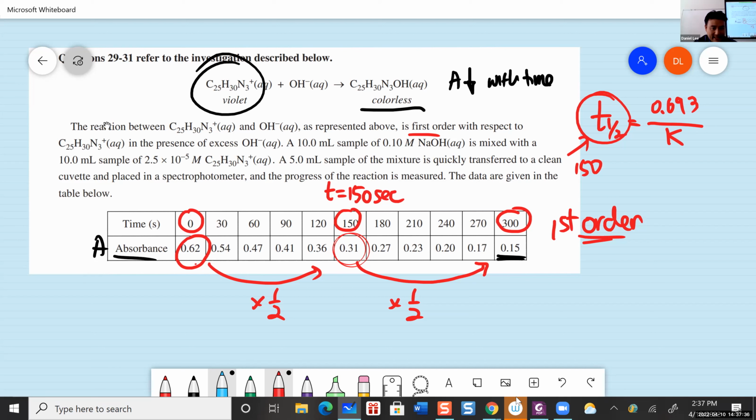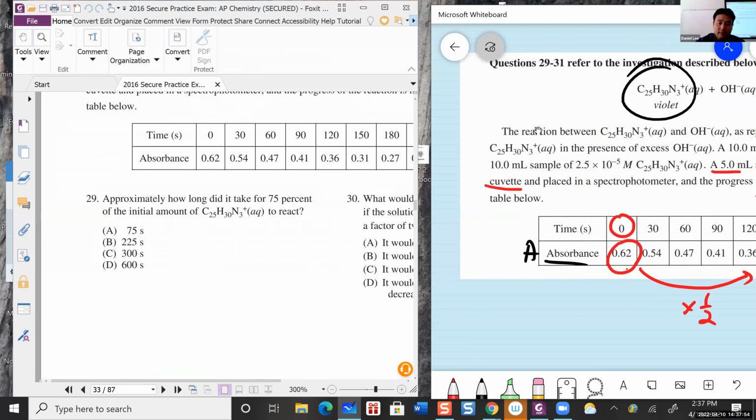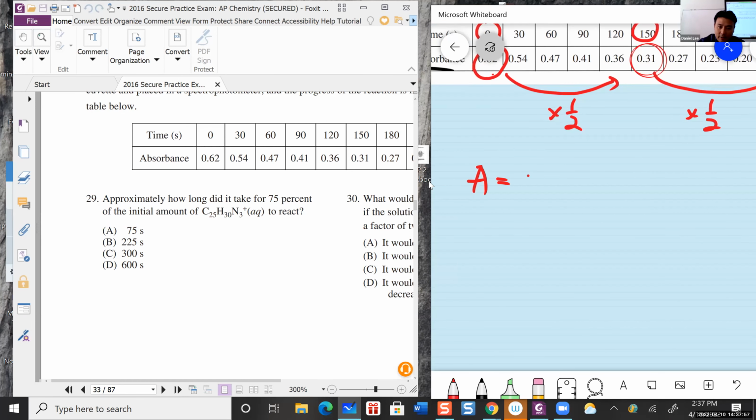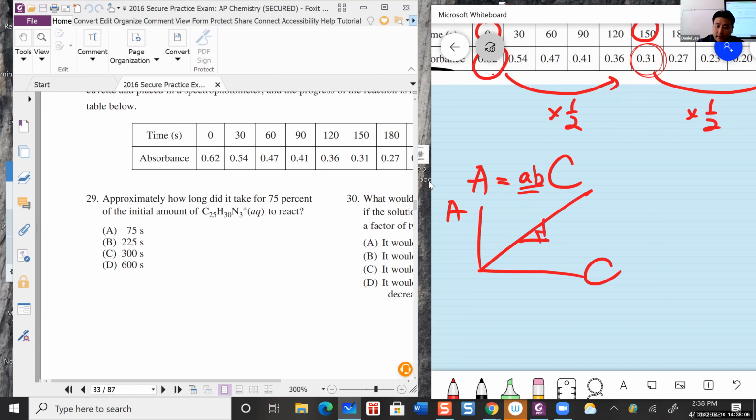And you're told hydroxide is in excess. You put 10 mL sodium hydroxide mixed with 10 mL. So that's 20 mL. And you take 5 mL, transfer to a cuvette. That's the sample holder. And you put it in a spectrophotometer, and you monitor the absorbance. So anyway, we've seen these, right? This is Beer's law, right? Beer's law is A = abc. It just shows you that absorbance and concentration are directly proportional. The slope is little a and little b, yeah? So again, c is molarity, which is the violet color, and A is the absorbance measure, okay?